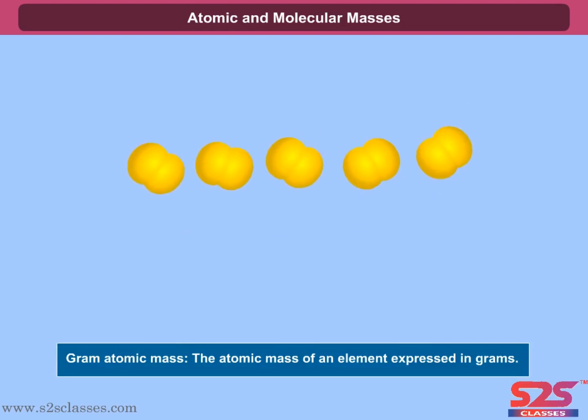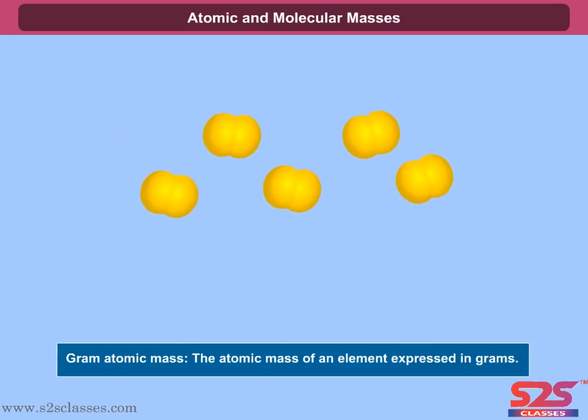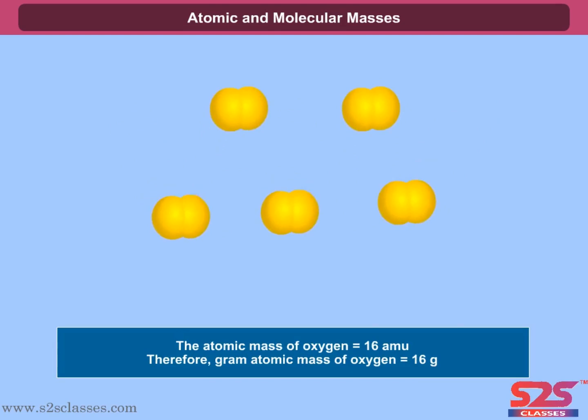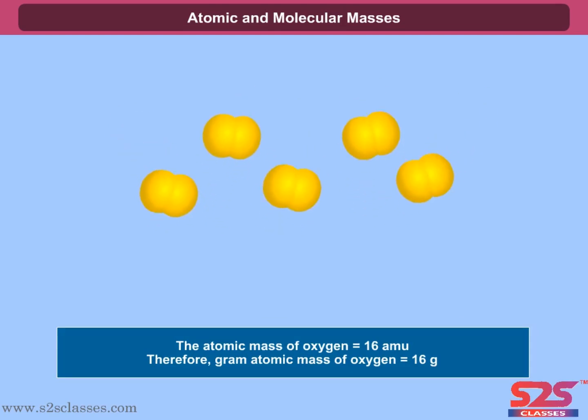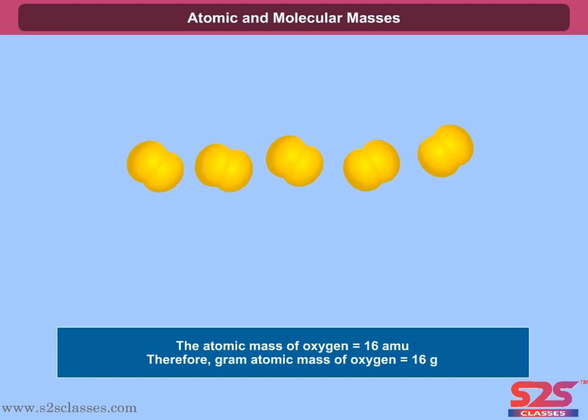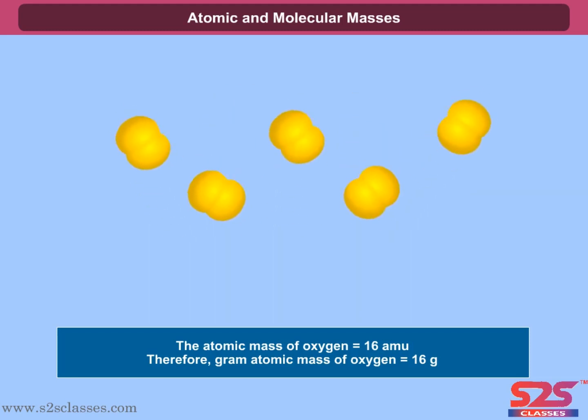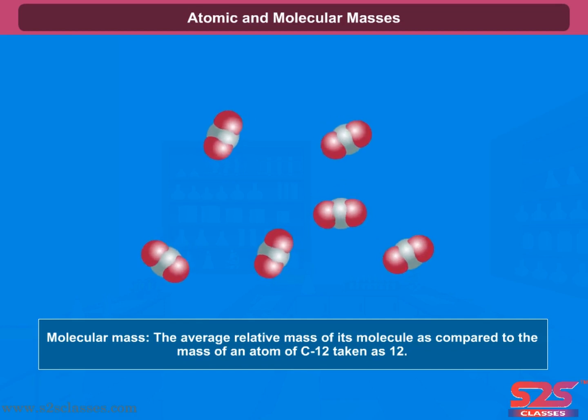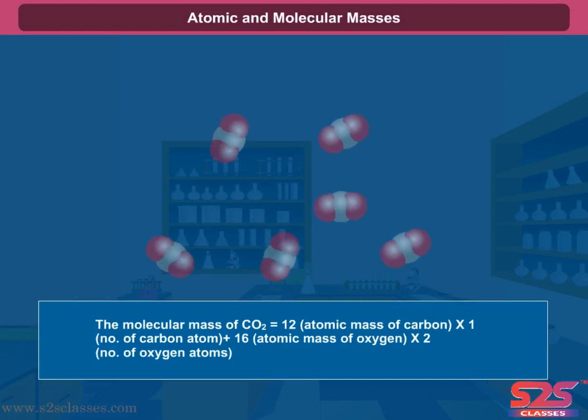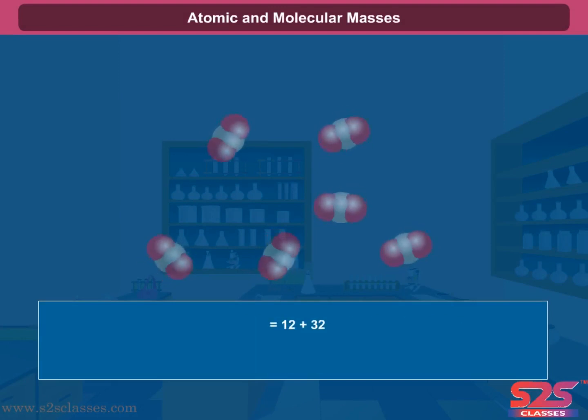The atomic mass of an element expressed in grams is the gram atomic mass or gram atom. For example, the atomic mass of oxygen is 16 AMU. Therefore, gram atomic mass of oxygen is 16 grams. Molecular mass of a substance is defined as the average relative mass of its molecule as compared to the mass of an atom of C-12 taken as 12. For example, the molecular mass of CO2 is 44 AMU. It is obtained by adding the atomic masses of all the atoms present in one molecule.